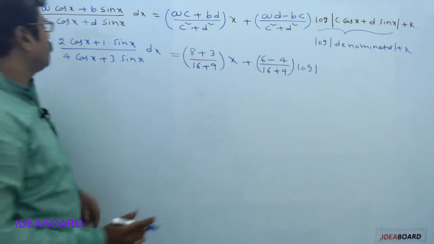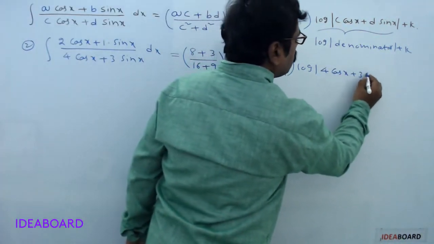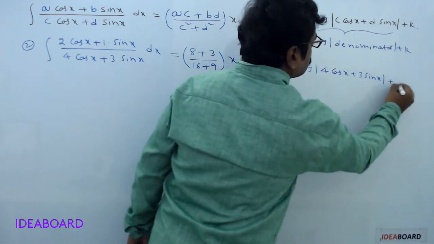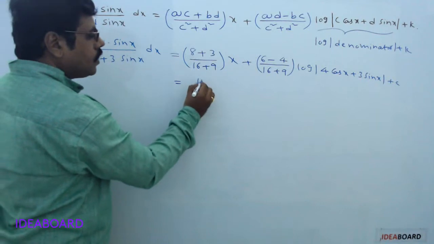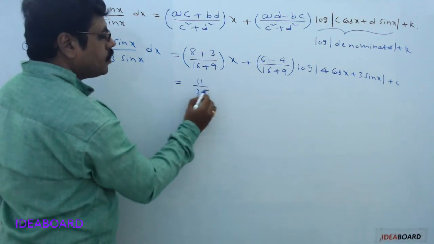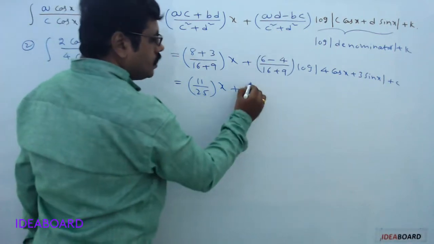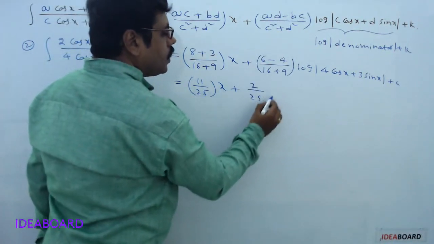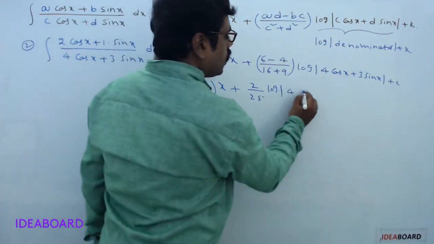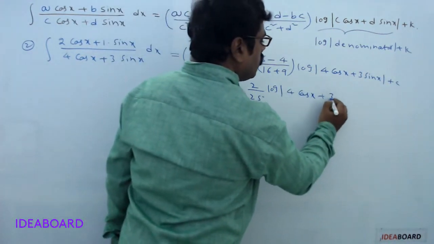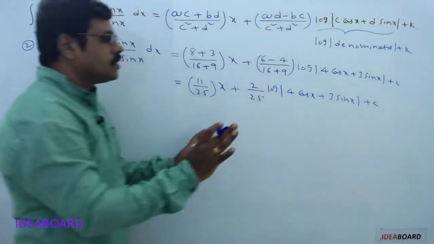Here what is our denominator? 4 cos x plus 3 sin x, plus some constant. Now this is 8 plus 3, 11, 16 plus 9, 25. So 11 by 25 into x, plus 2 divided by 25 into log mod of 4 cos x plus 3 sin x, plus some constant c. That's it.